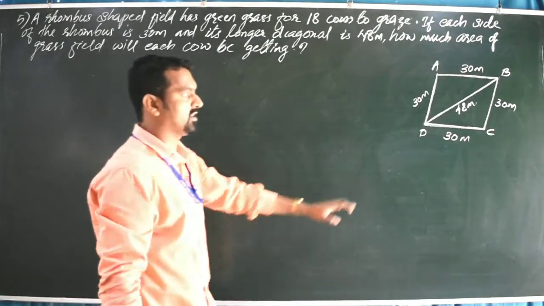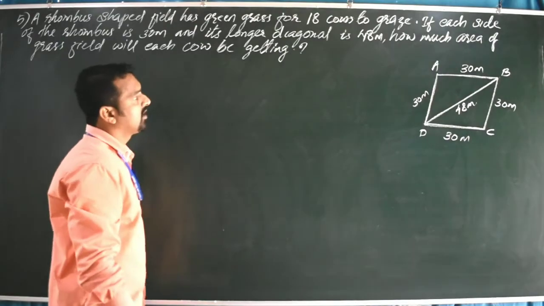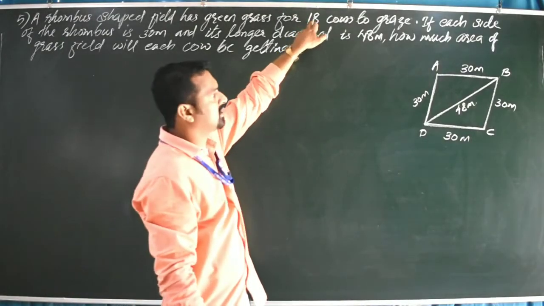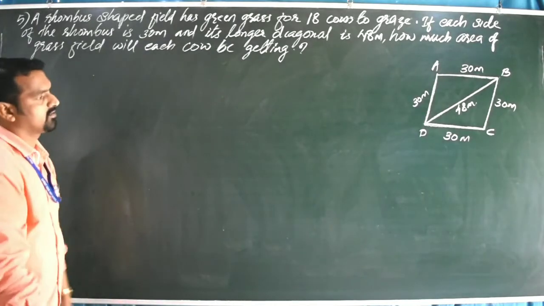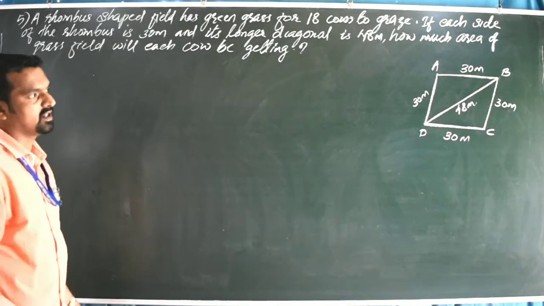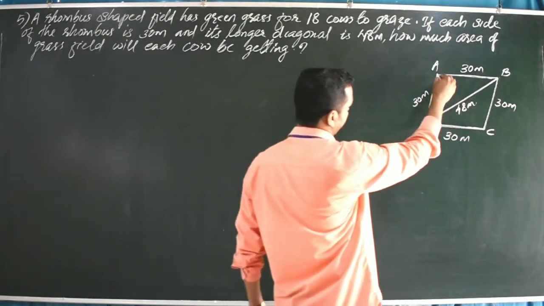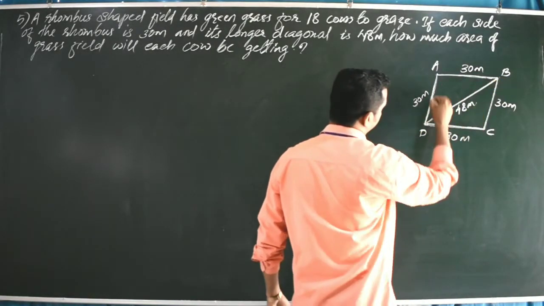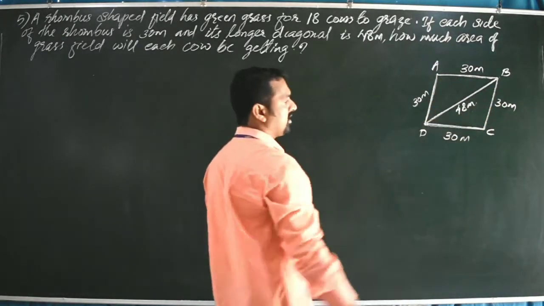So first we have to find out the total area of this grass field. We will divide it by 18, then we will get how much area of grass field each cow gets. For finding the area of the grass field, we are going to use Heron's formula, and we will find the area of triangle ABD and the area of triangle BCD. Adding these two, you will get the total area of the grass field.